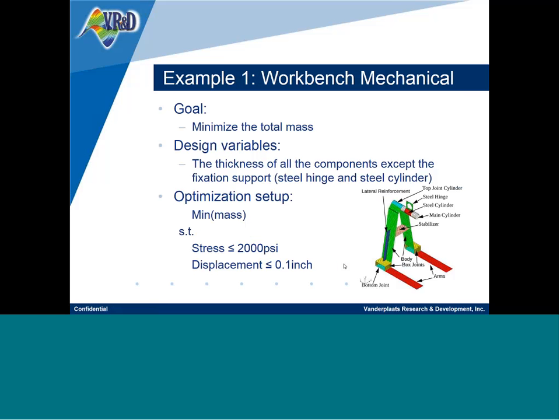In the first example, I will show how to couple VisualDOC with ANSYS Workbench Mechanical. This is the parallel lifter. It will be located on these two parallel arms. The objective for this problem is to minimize the total mass of the structure under the constraints of maximal stress and displacement. The design variable for this problem is the thickness of all the components except the fixation support on the top.